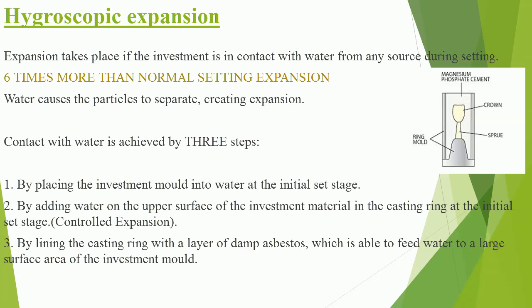Now, how can you achieve hygroscopic expansion? There are basically 3 ways or 3 steps. Firstly, by placing the investment mold into water at the initial stage. Secondly, by adding water onto the upper surface of the investment material in the casting ring at the set stage. This is called controlled expansion. And thirdly, you can line the casting ring with a layer of damp asbestos, and that is able to feed the water into the surface area of the investment mold. So basically, there are 3 ways by which you can achieve hygroscopic expansion, and this is again a very commonly asked question.